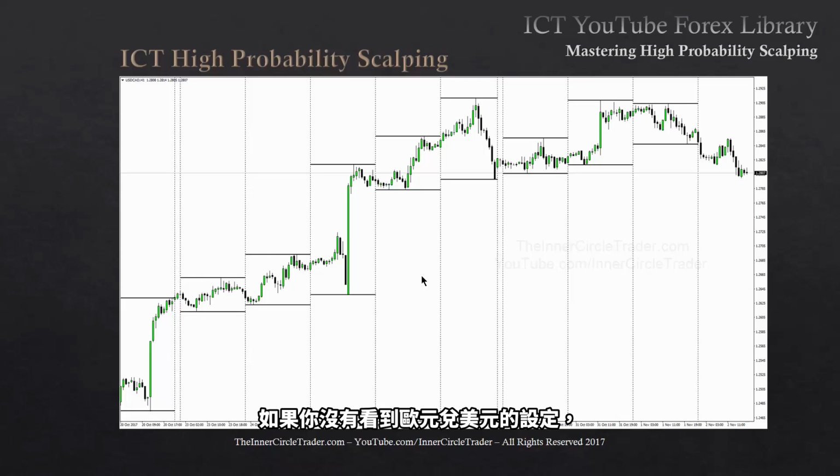Okay. If you don't see a setup in the euro dollar, then once you understand the setup, you can go into other pairs, like pick 4 majors, and maybe a cross. And that's like your little basket of currencies. And you go through that. I'm not inviting you to go through 28 pairs. Okay. Don't do that.